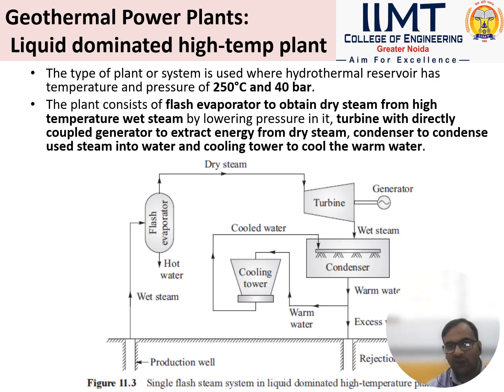Then liquid dominated high temperature plants. By the name itself it shows liquid dominated, so there will be wet steam. Here you can see the production well, wet steam is coming, and then this wet steam will be converted into dry steam, because we don't want wet steam inside the turbine. All other operations are similar, but here you can see the temperature is 250 degrees centigrade. So this liquid dominated plant, because of the temperature of 250 degrees centigrade, is known as a high temperature plant. If the temperature is higher, obviously we will get higher energy.